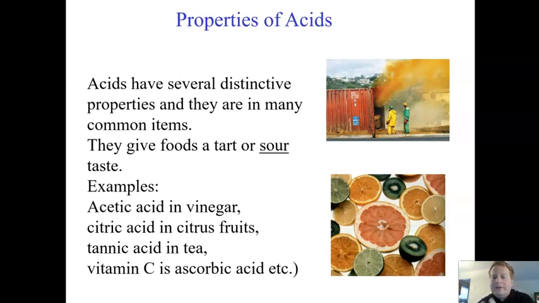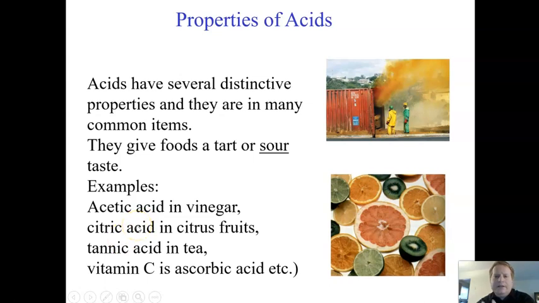So you may remember, for example, that acids give foods a tart or sour taste, right? There are a lot of common foods that have acids in them. There are also dangerous acids that we use more in the laboratory, but there are also more common acids that are not as dangerous, though we're going to talk about what they all have in common. So acetic acid in vinegar, that's essentially what makes vinegar vinegar. And if you can remember the sour taste of vinegar, that's from that.